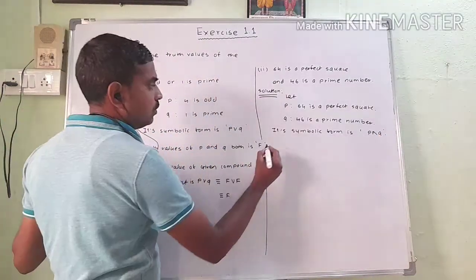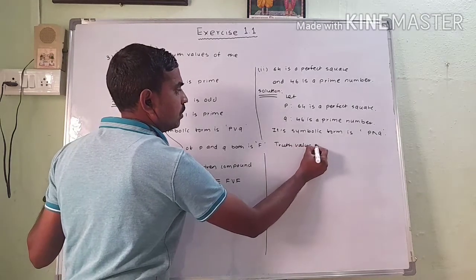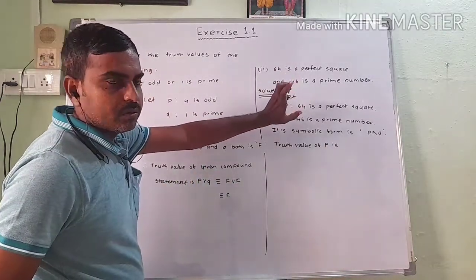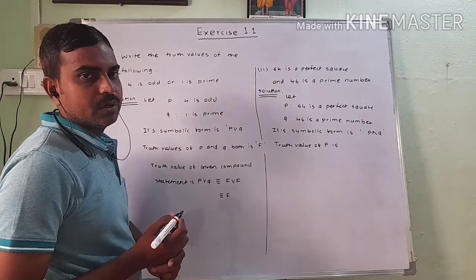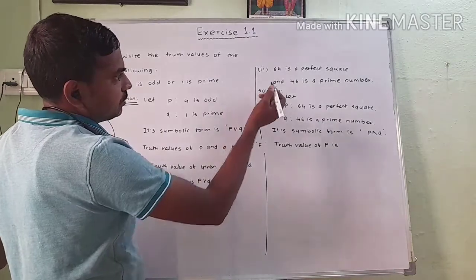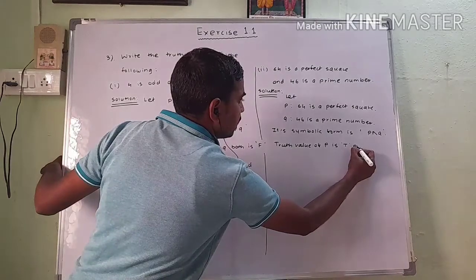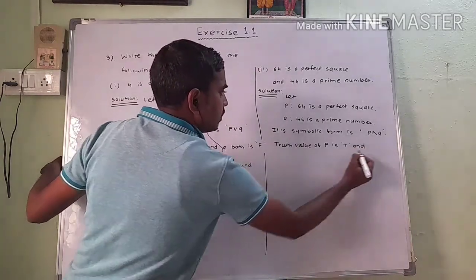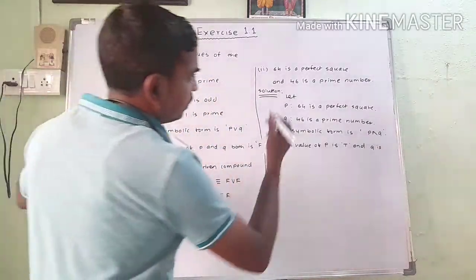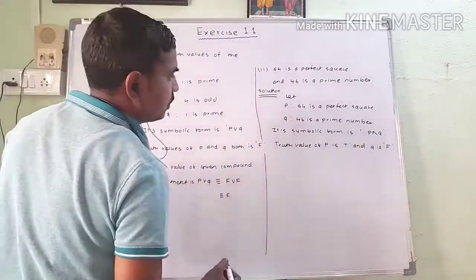Now the truth value of P: 64 is a perfect square. We know that the square root of 64 is 8. Therefore 64 is a perfect square, so the truth value of P is capital T. And the truth value of Q: 46 is a prime number. 46 is an even number, we know that. Therefore this truth value is capital F.